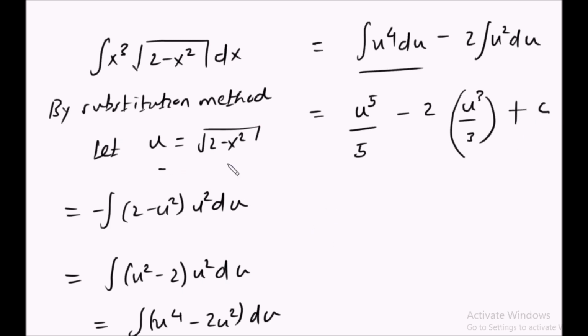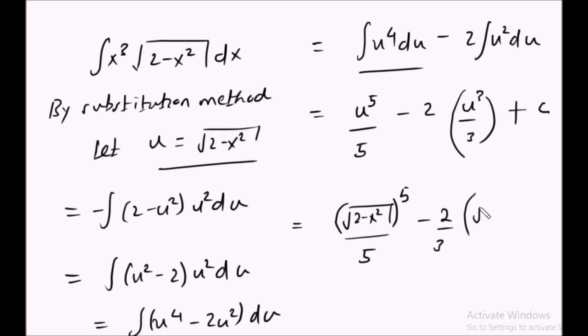So remember, u ni huyu, okay? So this is just going to be equal to, we have now the square root of 2 minus x squared power 5 over 5 minus, we have 2 over 3 now, the square root of 2 minus x squared power 3 plus c. Okay, so this is what I get. Okay, let me just write this well in a fresh page.